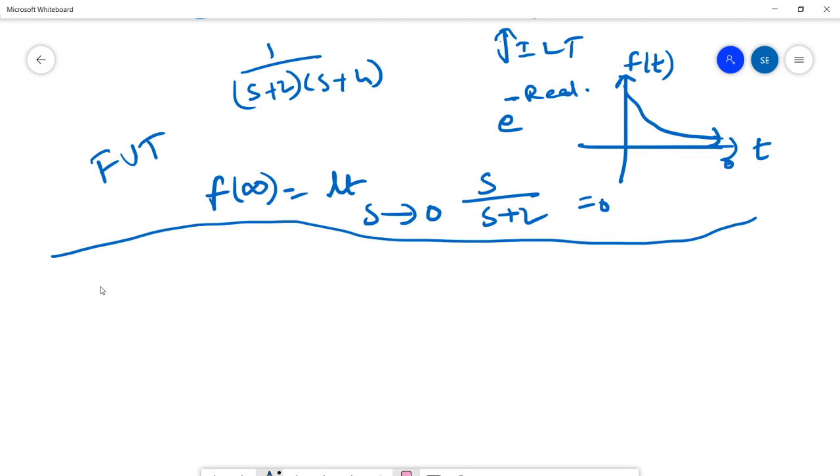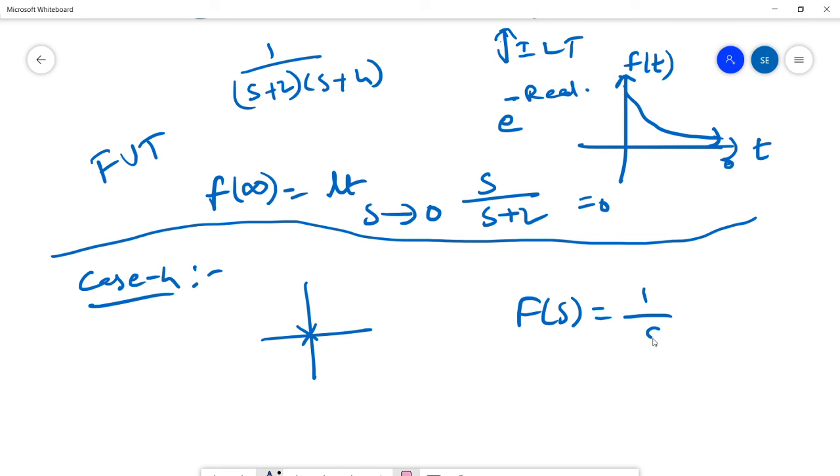So we have another case, case 4, when you have a pole at origin. So what is a pole at origin? Pole at origin means the function f of s is equal to 1 by s, only 1 by s. Pole at origin means it is just an integrator actually. So when you are applying an impulse response to this function, 1 by s, what happens?